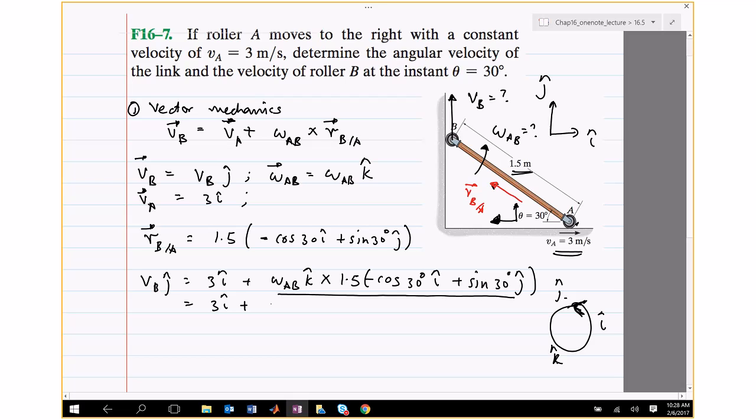So this is going to be omega AB times 1.5. Cosine 30 is sine 60, so it's minus 0.866. And then I do k cross i. Since k cross i is in the counterclockwise direction, it will give me just j. And then sine 30 is 0.5. And then I need to do k cross j. If I want to go from k to j, I need to go in the clockwise direction, so k cross j is minus i. So this is going to be negative i. Okay, this is just one way to do it.